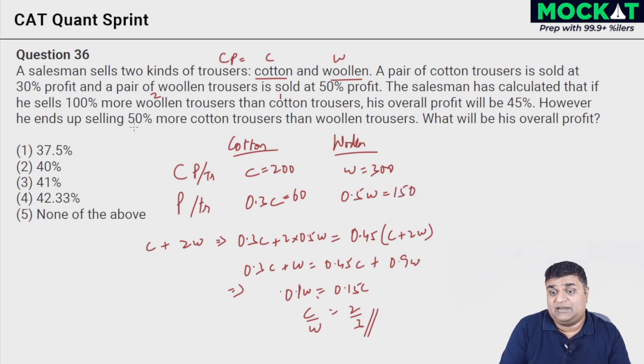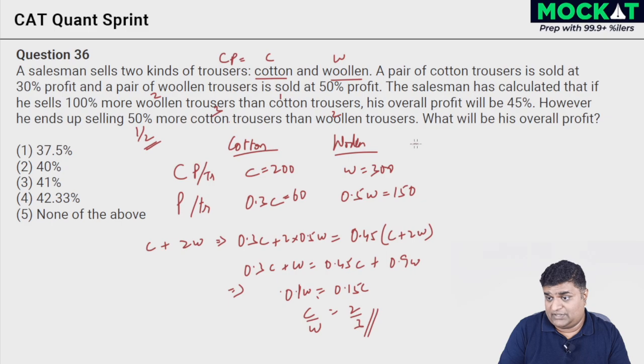However, he ends up selling 50% more, half more cotton than woolen. So woolen was 2 trousers, half of this is one extra, so that becomes 3 cotton trousers, right? Get this part right, rewind and watch this again if need be. 50% is half, 2 in my denominator, I'll give that to woolen. 50% more cotton than woolen, half of this extra is 3, right? So given this half, the 2 in the denominator, I take this as 2.